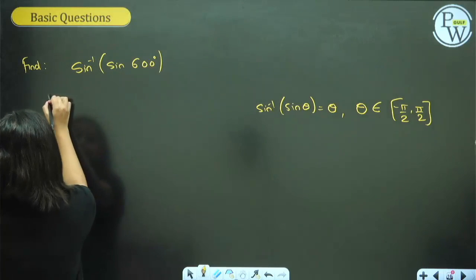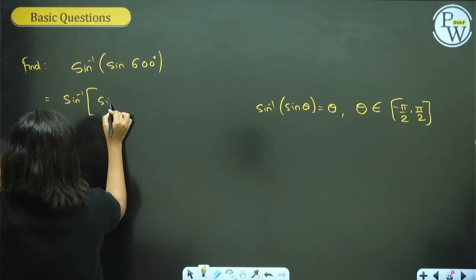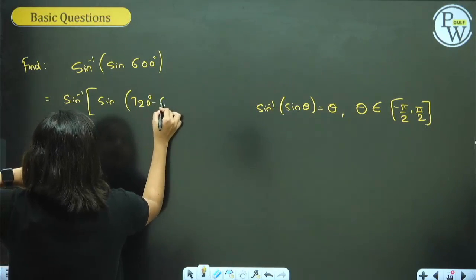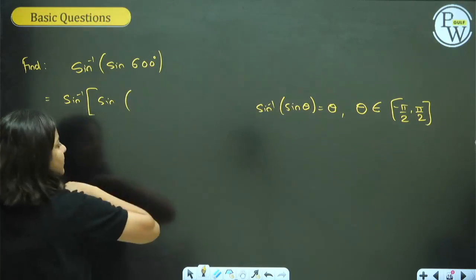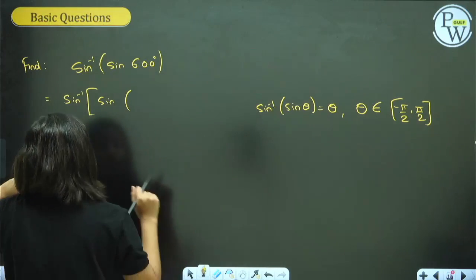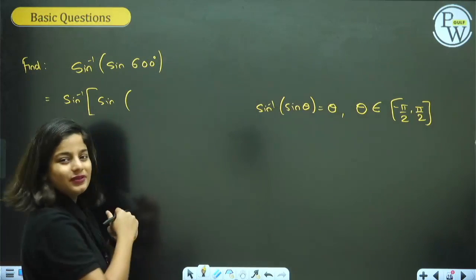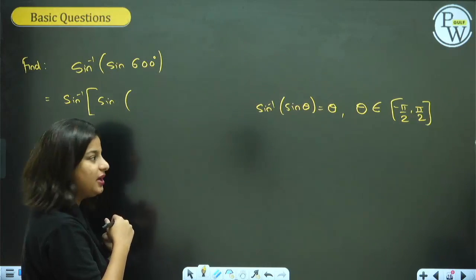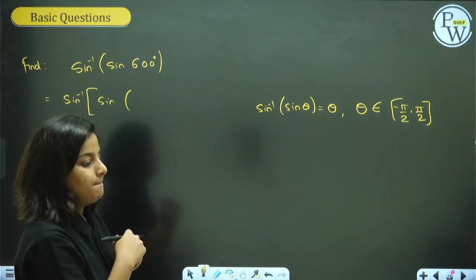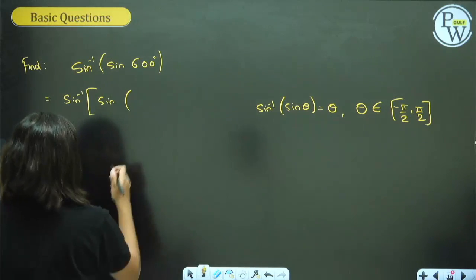Then try to bring this within the PVB, within minus 90 to plus 90. And how to do that? 600 can be written as 720 minus 60. No. 600 is not 720 minus 60, is it? No. 600 can be written as 630 minus 30. Shall I write? But I don't want to change sine to cos. So I will write it as 540 plus 60.